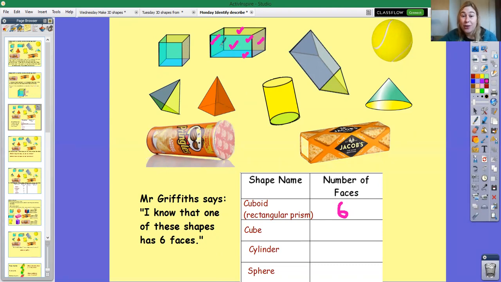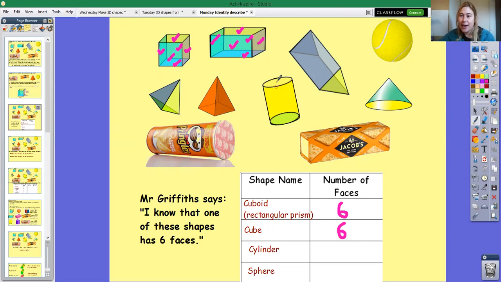Now the cube has also got 6 faces, because a cube is very similar to a cuboid. It's just got square faces instead of those rectangular faces. So again, I'll count the top and the bottom this time. So 1, 2, and then I'll count the ones around the edges. 3, there's the back, 4, 5, and then the front, 6.